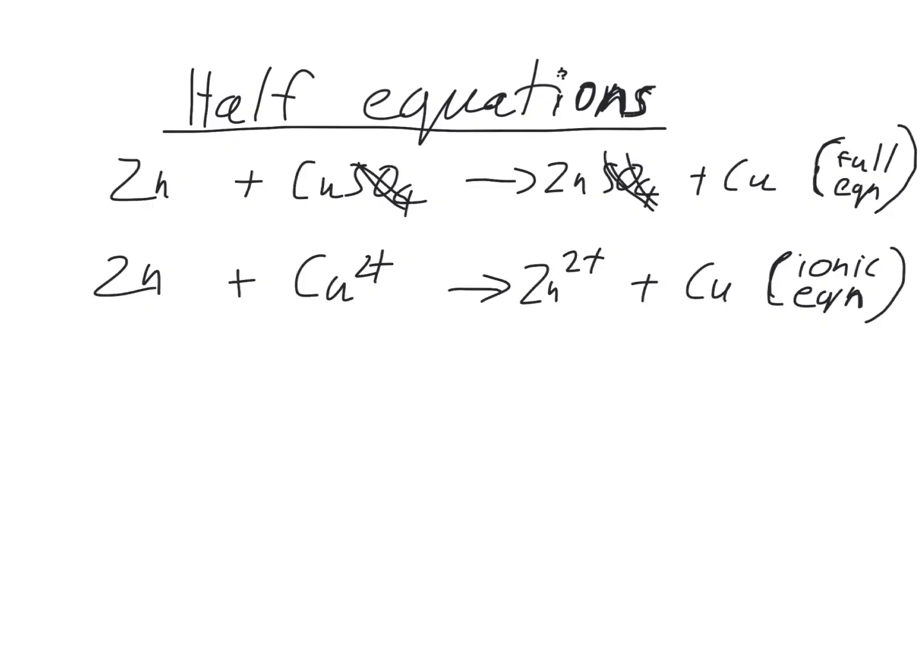Sulfate is a spectator ion. Nothing's really happening to it. It's going in as SO4 2- and coming out of the equation as SO4 2-, so we just get rid of it and focus on the things that do change, which in this case are zinc and copper.